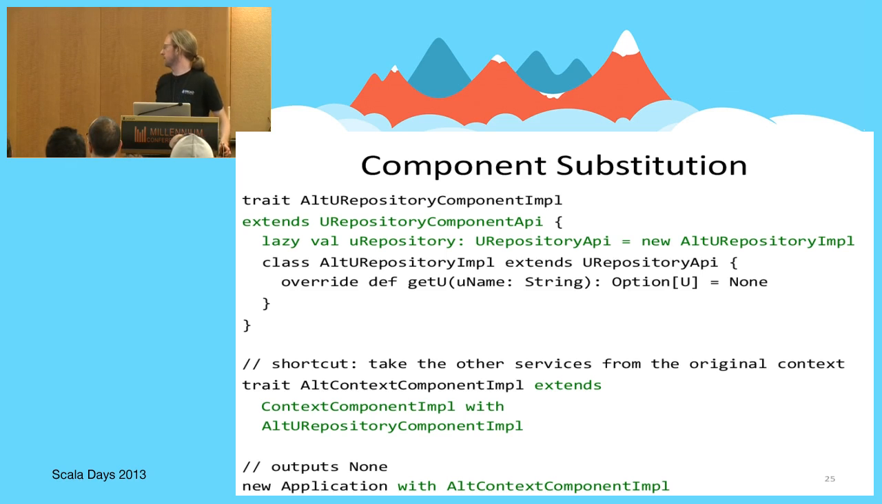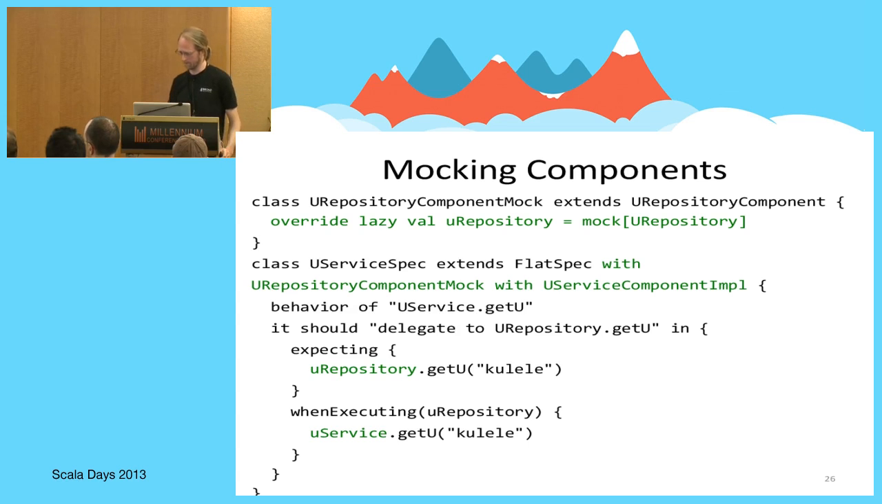I'm going to use the same trick when I build up my alt context. I'm going to just override the existing context. I'm going to be the existing context and override this one component. And then when I assemble the application with my alt context, I get the alternative output.